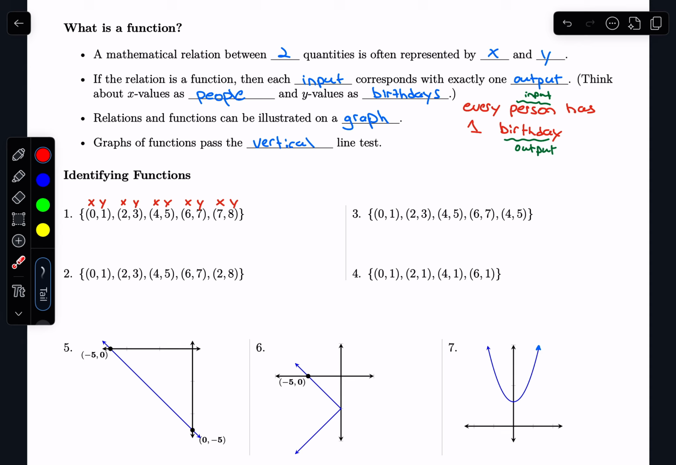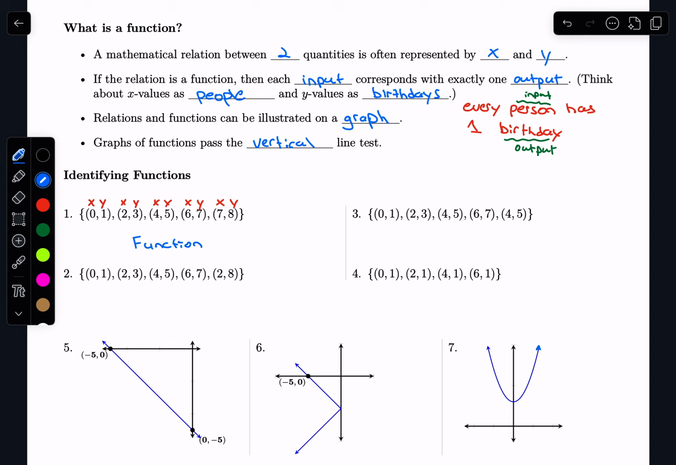And we want to make sure that each of those people only has one birthday. Well, 0's birthday is 1, 2's birthday is 3, 4's birthday is 5, 6's birthday is 7, and 7's birthday is 8. That's all good. Each x value had its own y value, and we did not use any of those x values twice. So we're going to say that yes, this is a function.